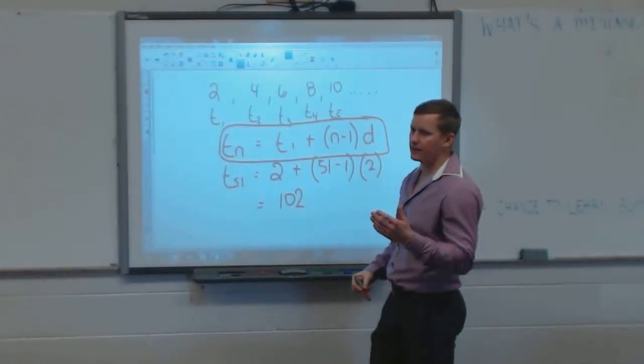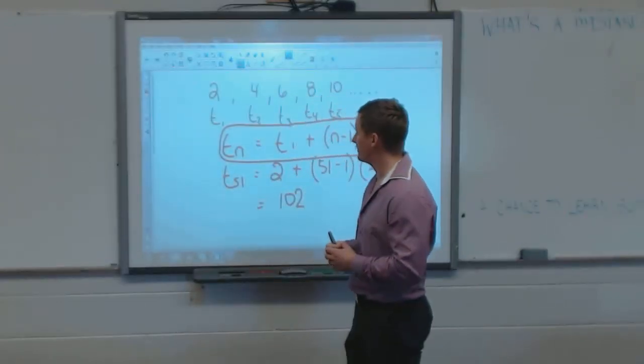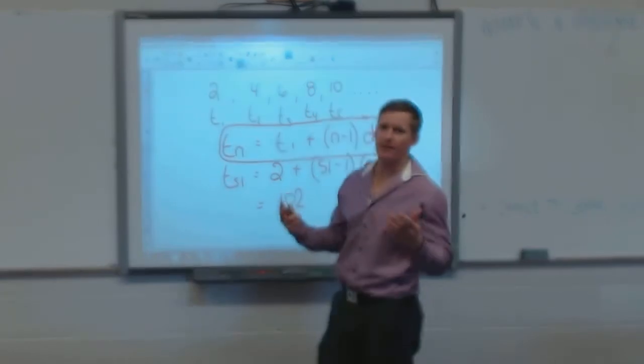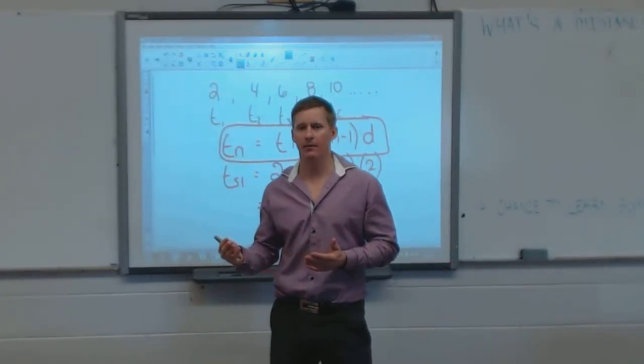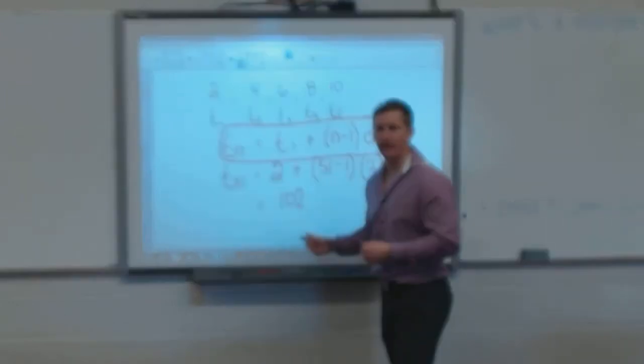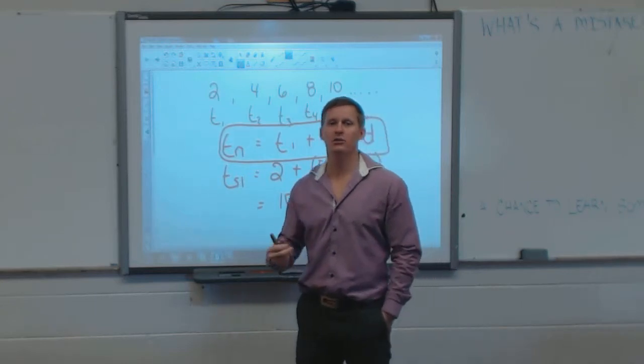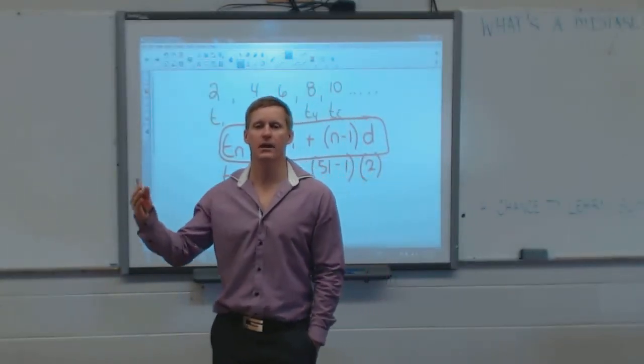We call this the general term of the sequence. When we did this with graphing, I had y equals mx plus b as my general term. And then I had to find an m and I had to find a b. In this case, I need to find T1 and D in order to specify what sequence I am talking about.